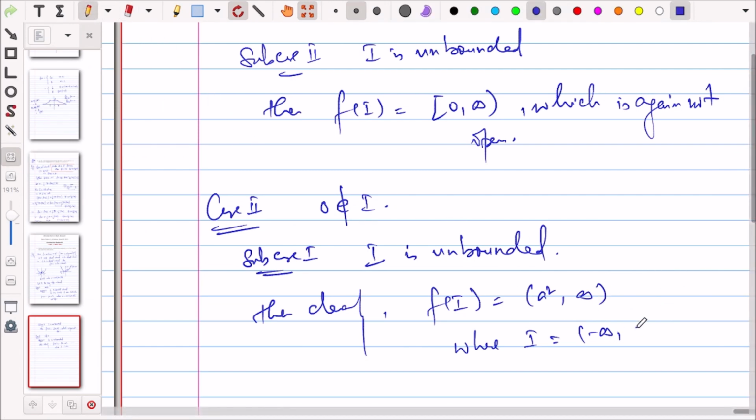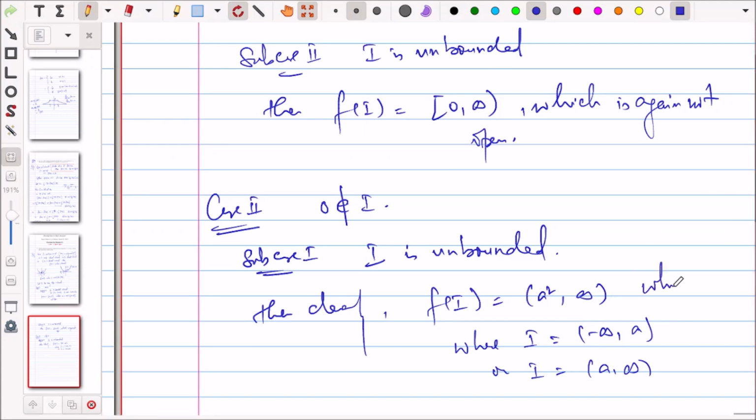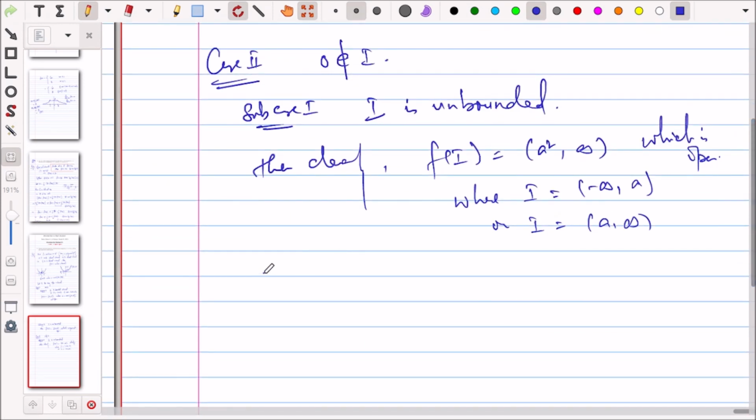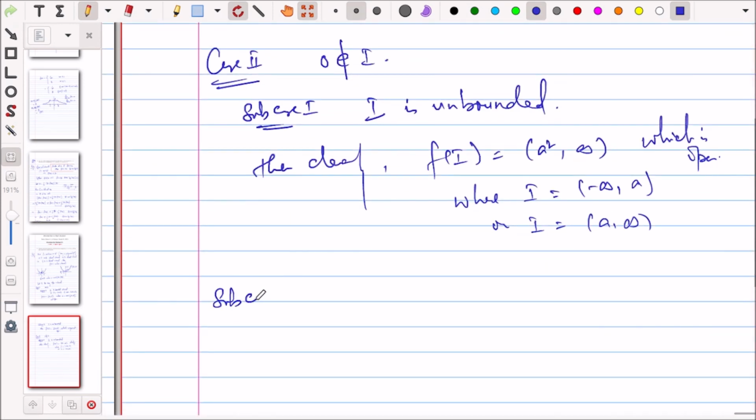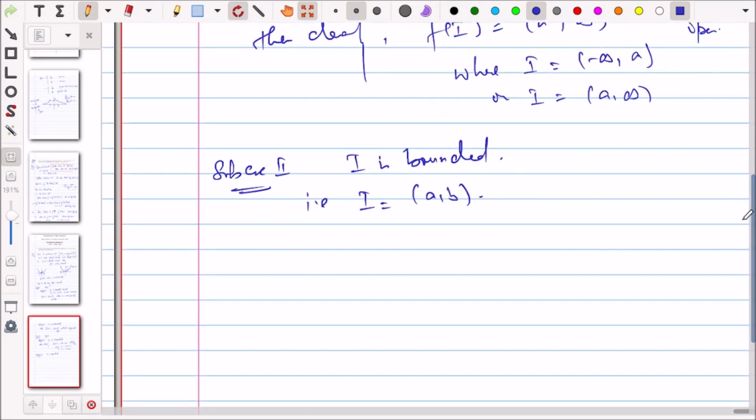So whether I is of the form minus infinity to a or of the form a to infinity, its image will be a square to infinity, which is open, right? Now sub case 2: I is bounded, that is, I is equal to (a, b). Now we have two possibilities.